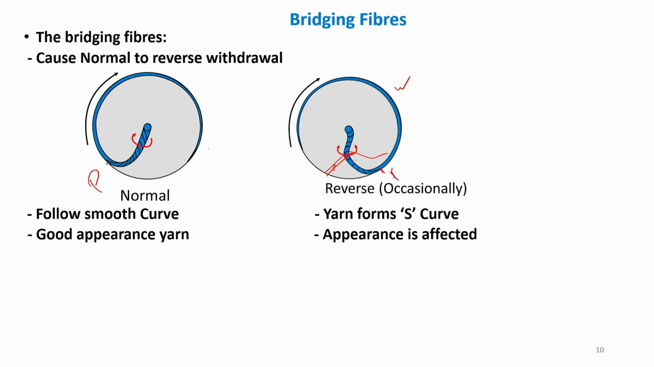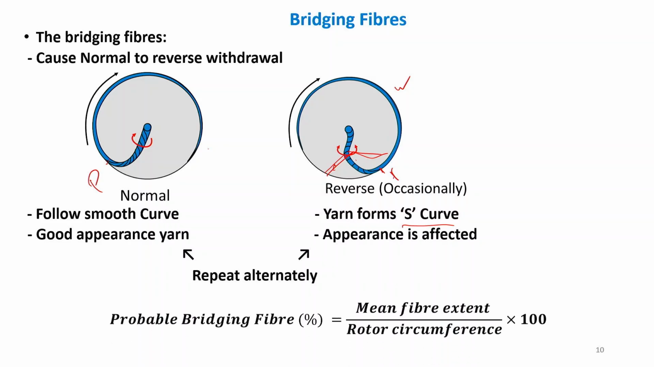So, it follows a smooth curve, good appearance of yarn, and here the S formation is there and the appearance of the yarn gets affected, and it repeats alternately. So, it is not that there will always be continuous normal withdrawal, but the effect of the bridging fiber is not neglected. So, that is why this will be repeated alternately.